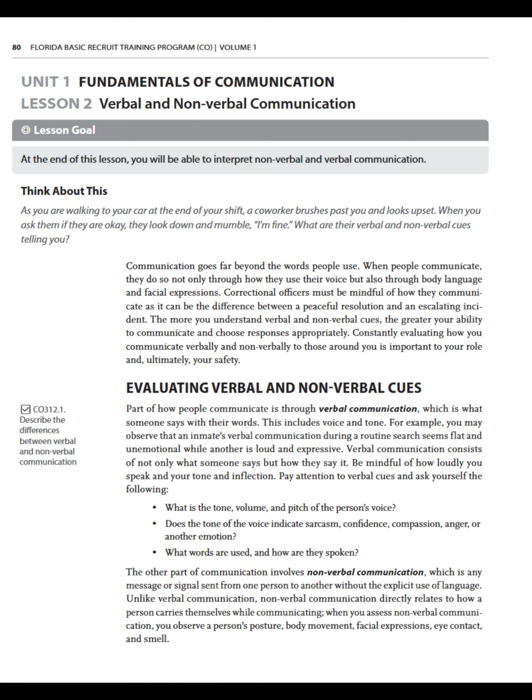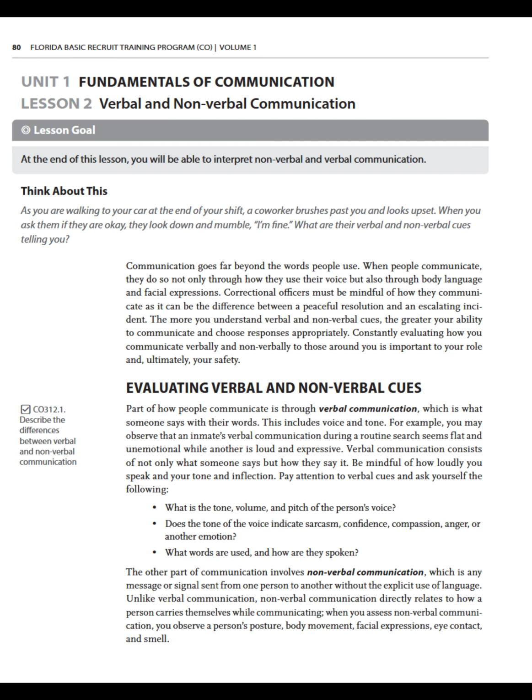Evaluating verbal and nonverbal cues. Part of how people communicate is through verbal communication, which is what someone says with their words. This includes voice and tone. For example, you may observe that an inmate's verbal communication during a routine search seems flat and unemotional, while another is loud and expressive. Verbal communication consists of not only what someone says, but how they say it. Be mindful of how loudly you speak and your tone and inflection.